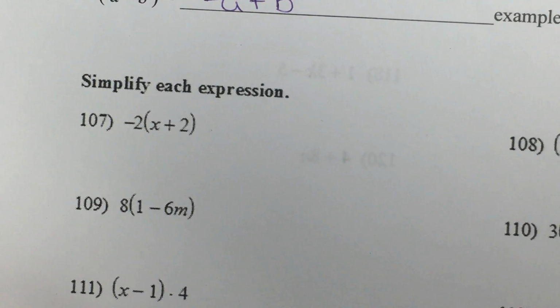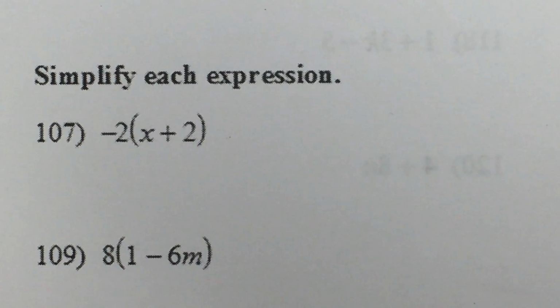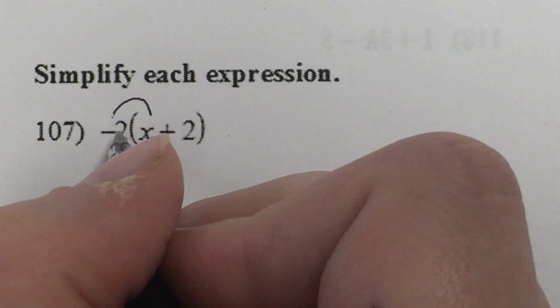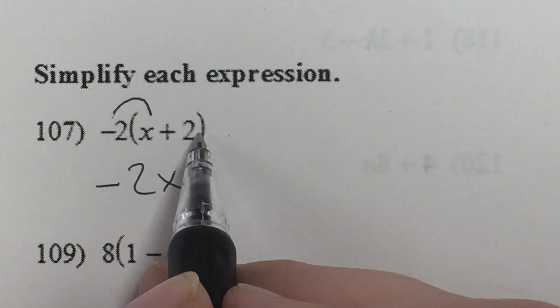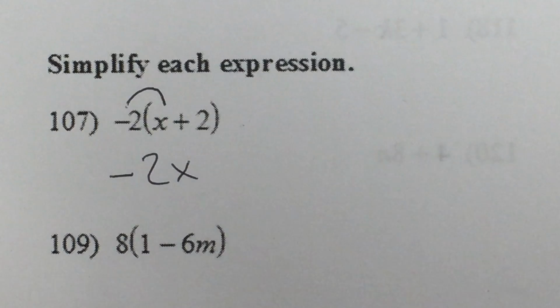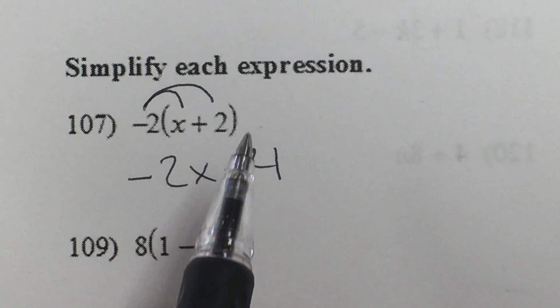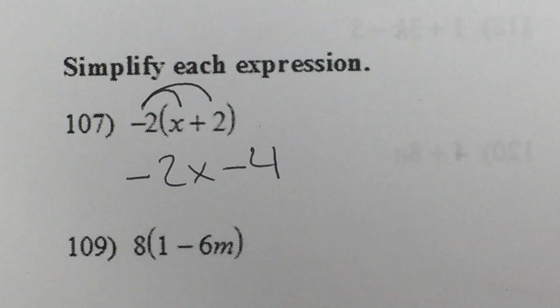All right. So let's look at a few examples. Where do I want to start? Let's just start at the beginning. 107. Simplify each expression. I need to distribute what's on the outside of the parentheses inside. So negative 2 times x, negative 2x. And then when you distribute a number to another number, make sure that you multiply them together. Don't just write out negative 2 times 2. You actually need to do that math, okay? So negative 2 times 2 is minus 4. Or you could say plus a negative 4, it's the same thing. Okay.